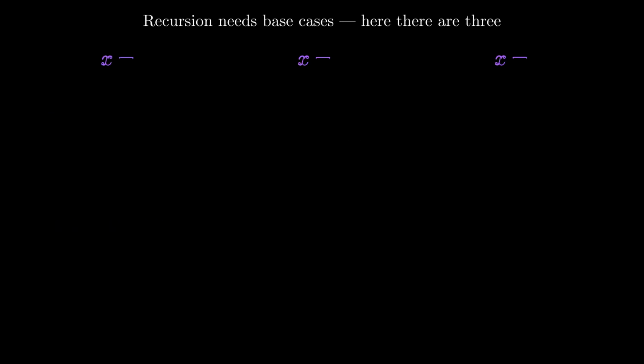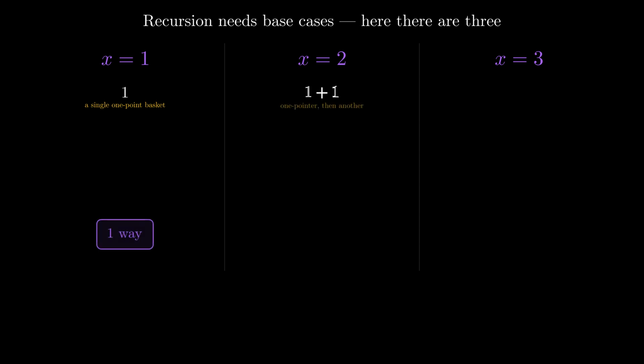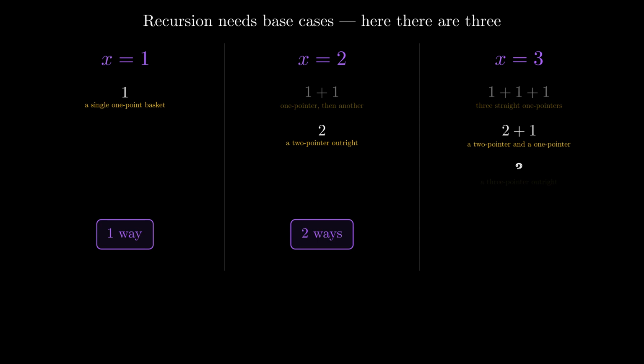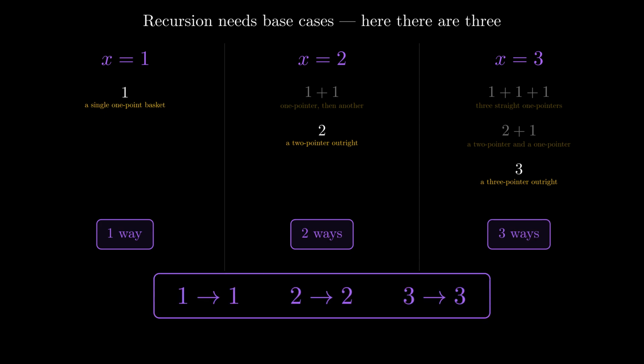Recursion needs base cases, and here there are 3. For a score of 1, the only way to get there is a single 1-point basket, one way. For a score of 2, you could score a 1-pointer and then another, or a 2-pointer outright, 2 ways. For a score of 3, you could score 3 straight 1-pointers, or a 2-pointer and a 1-pointer, or a 3-pointer outright, 3 ways. So a score of 1 has 1 way, a score of 2 has 2, and a score of 3 has 3. These 3 counts are hard-coded into the function, and they are about to guide everything the recursive step does. Now the recursive step.